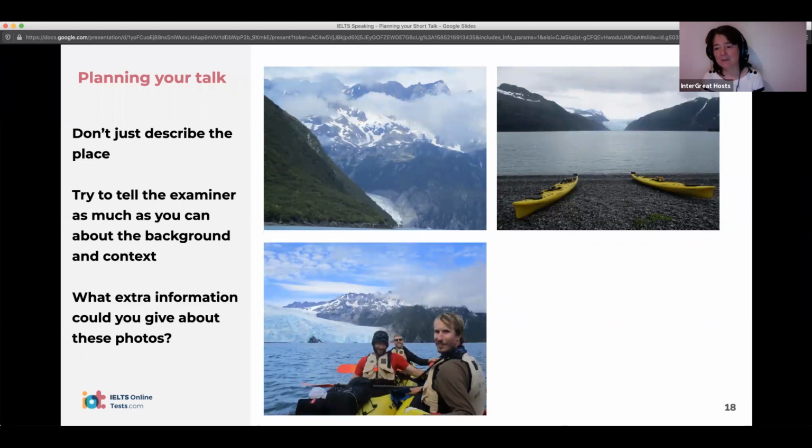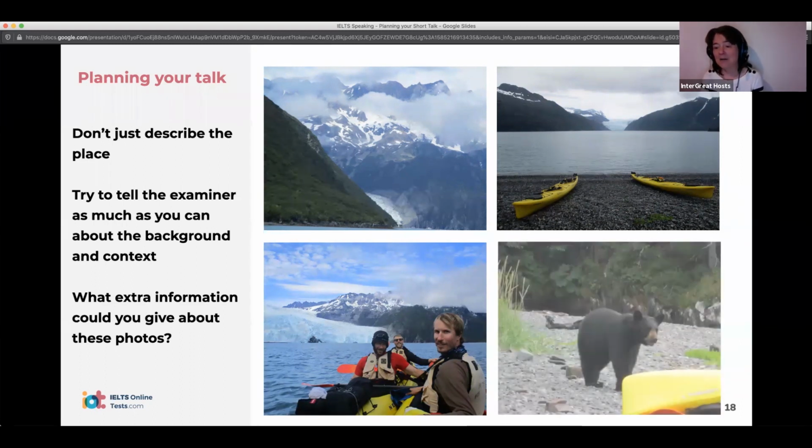What about the next picture? What are we sort of looking at there? Yes, you're right. It's a glacier. Yes, at the end. Very good. You could talk about the memories. You could talk about the people that you went with. Yeah, exactly, Mariko. Your friends. Who did you go with? Why did you go with them? What did they think about it? That kind of thing. Yeah, the relationships.